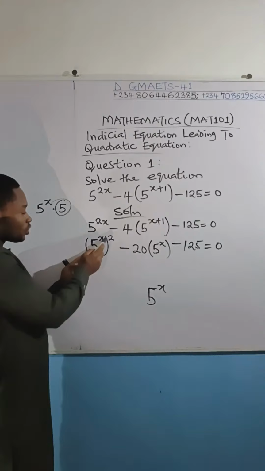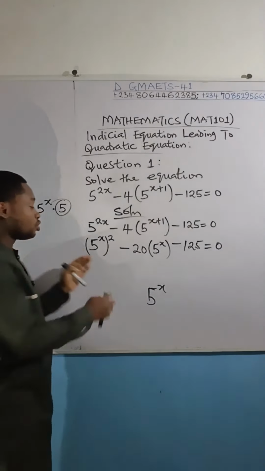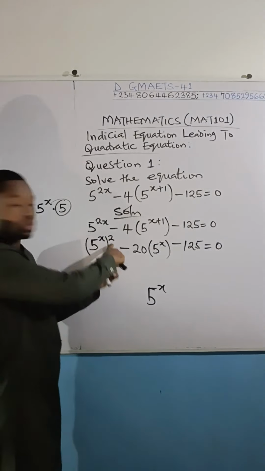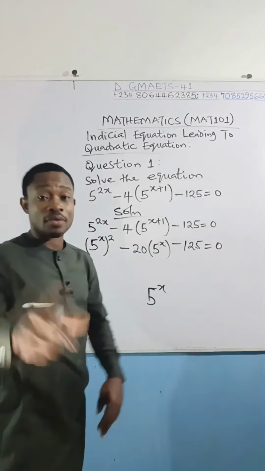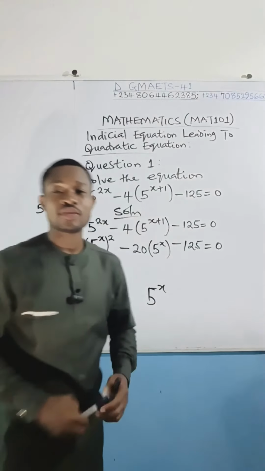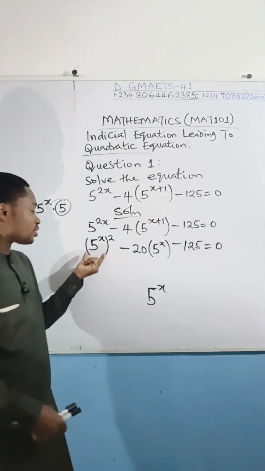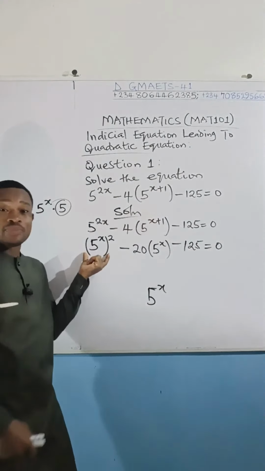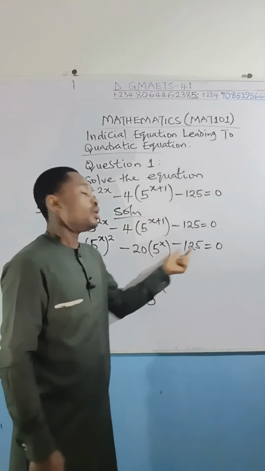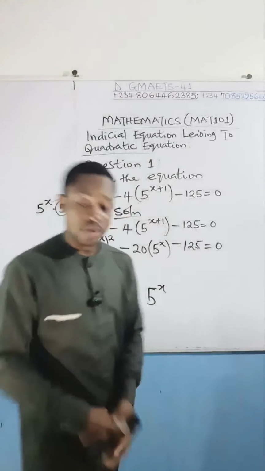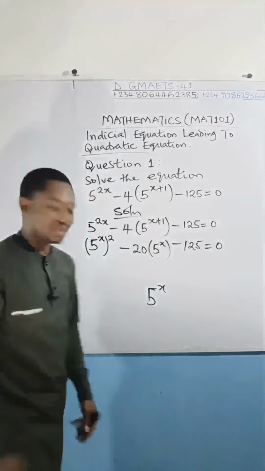You see, this whole thing you are seeing here now is just like somebody giving you x raised to power 2 minus 20x minus 125 equal to 0, and you're asked to factorize. It is still the same as somebody giving you something like maybe this whole term in bracket replaced with p raised to power 2 minus 20p minus 125 equal to 0, and you solve the quadratic equation.